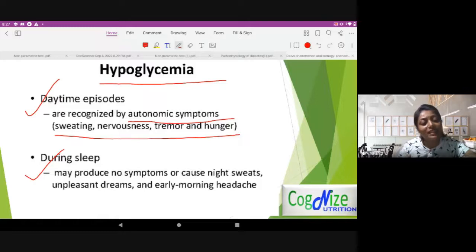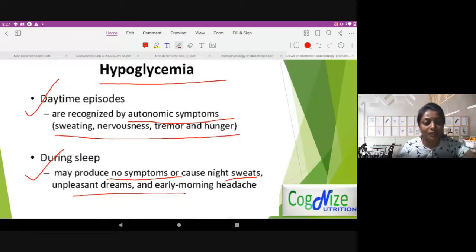But at night time, what happens? You cannot experience any symptom because you are already asleep. So your body will start sweating, right? While you are sleeping, you can see nightmares or dreams, and in the morning you will feel very stressed, and you have a headache, right?